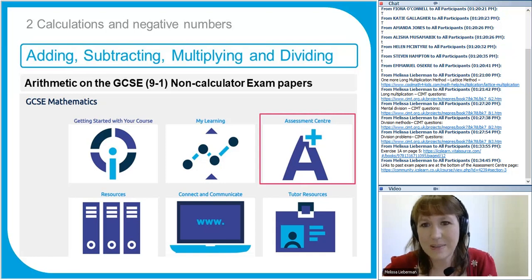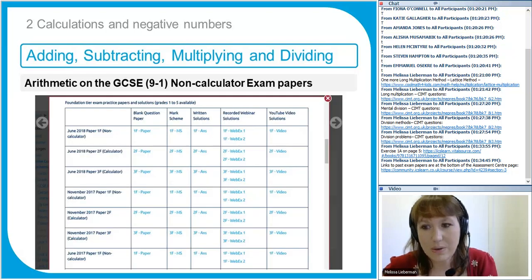So go to the assessment centre, scroll down the page. If you go right down, you will see links to 24 foundation tier papers at the moment, but I'm going to add more as the year goes on, and 24 higher tier papers. Have a look at the paper 1s, which are the non-calculator papers. So you can look at the blank question paper by clicking there. You can have a look at the written answers by clicking there.